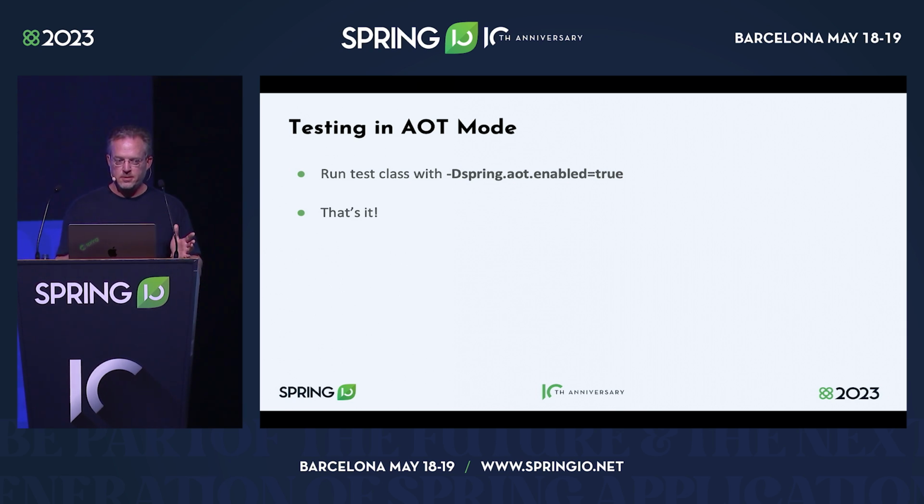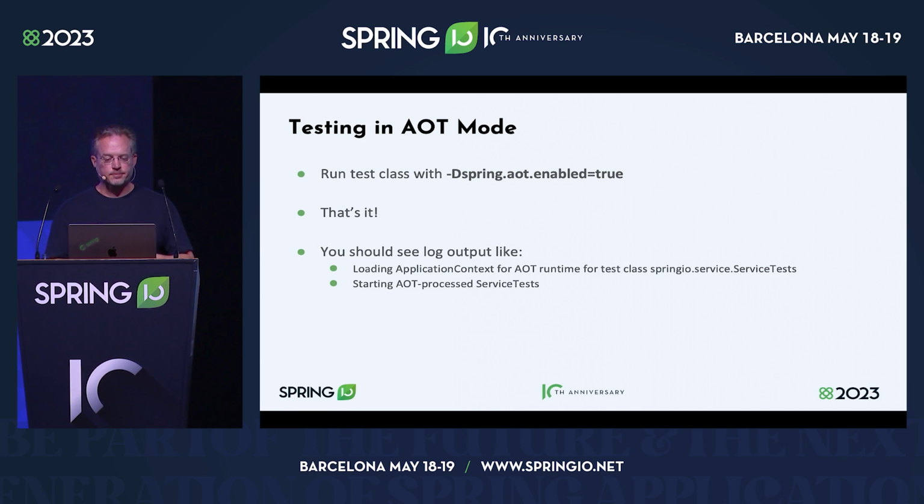And that's really it. Sounds kind of simple, but as mentioned, there's a lot of manual steps you have to do to get that working. But once you're done, you should see output like the following: loading application context for AOT runtime, or starting AOT processed service tests, if that's the name of your test class. You'll also see that in the command line when you run your test in the native image, but you see these same AOT prompts and log statements in your IDE when you're running without native image, but in AOT mode.